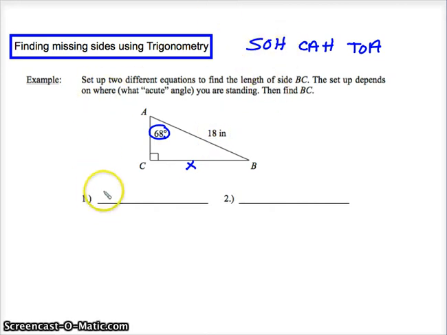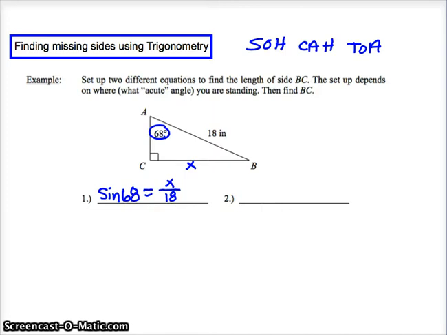So watch how this is set up. This is the sine of 68, right? And the sine of 68 is equal to the opposite side, x, over the hypotenuse, 18. Okay?